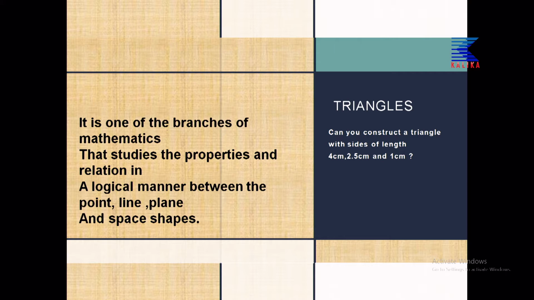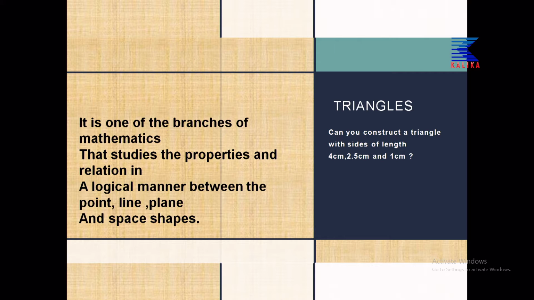So, geometry is one of the branches of mathematics that studies the properties and relation in a logical manner between the point, line, plane and space shapes. So, what is geometry? If somebody asks, I guess you get the definition this way. Geometry is a branch of mathematics that studies the properties and relation in a logical manner between the point, line, plane and space shapes. So, you can see in the slide, triangles.